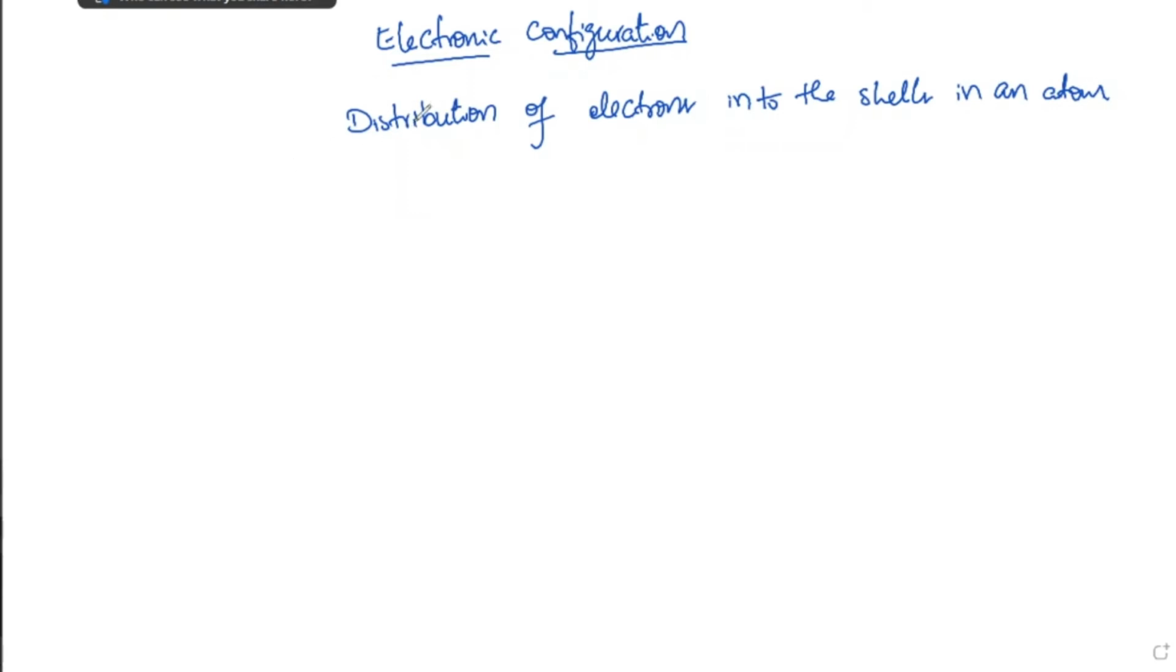Hello everyone. Today we'll see what is electronic configuration. Electronic configuration is nothing but the distribution of electrons into the shells in an atom.